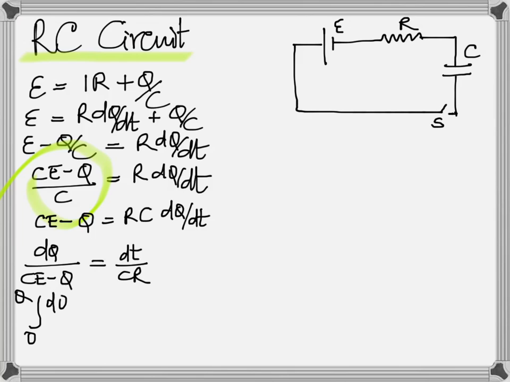So the limits on the left, 0 to Q of dQ by C minus Q is equal to the integral on the right side, 0 to T of dt by CR. Did you get that? Yeah, I just put the integral on that side. Now, when you integrate, you know that integral 1 by x dx is natural log of x, isn't it? So that is supposed to be ln.